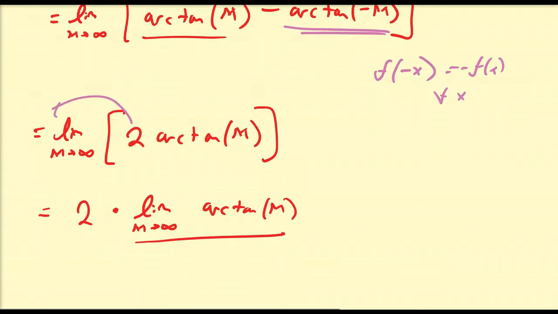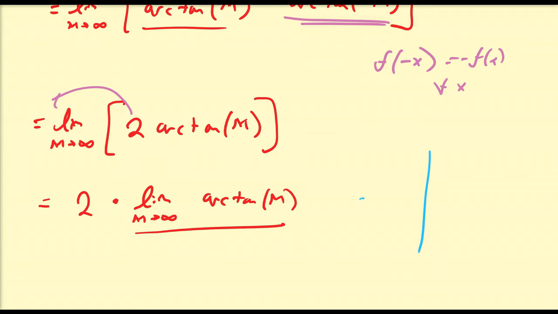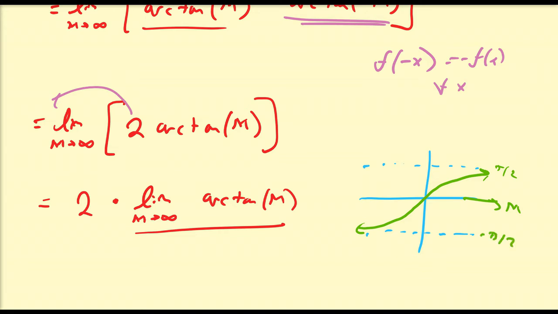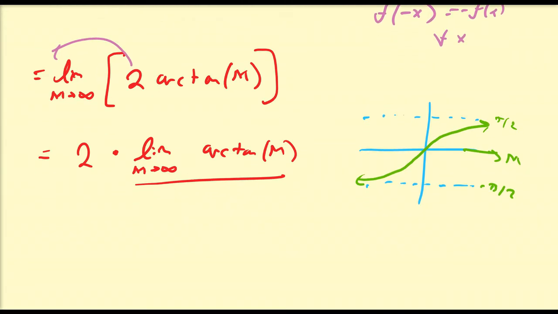So what is this limit? Recall the graph of the arctangent function. The arctangent function has 2 horizontal asymptotes, and it has this type of behavior. As m, which is on the horizontal axis, gets close to infinity, the value of this limit is going to get close to the horizontal asymptote of pi over 2. If it was negative infinity, it would get close to negative pi over 2. So this limit is equal to pi over 2, which means that this result comes out to pi.